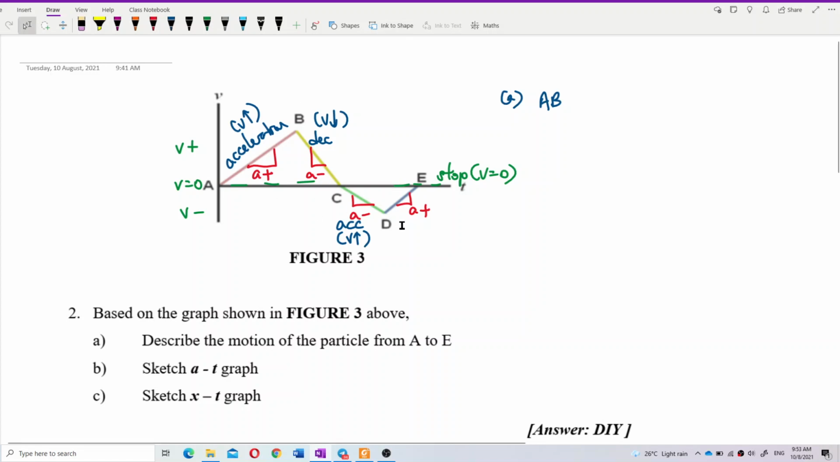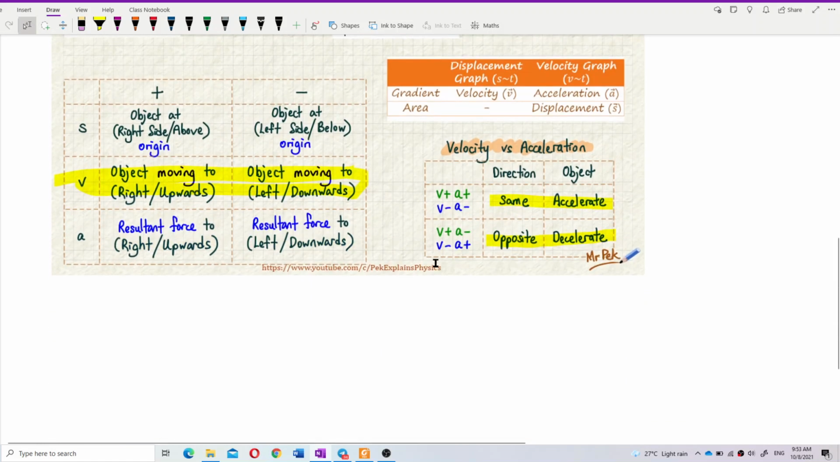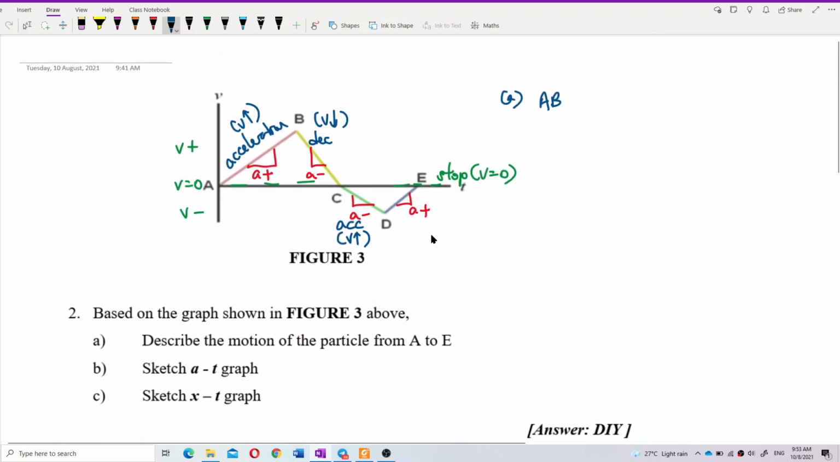V is increasing from C to D, and then from D to E, V is a negative value but acceleration is positive. So V and A are in opposite directions. When V and A are in opposite directions, the object decelerates. So this part is decelerate. The velocity actually decreases. In fact, from D to E the velocity decreases back to 0.